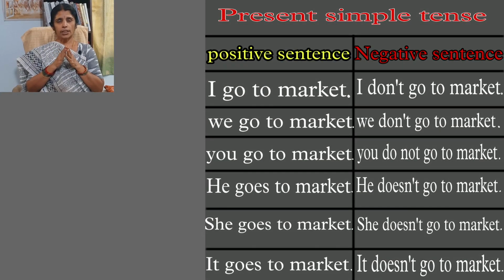Now, let us convert affirmative sentences into negative sentences in the present simple tense by using do, does. I go to market. This is a positive sentence or affirmative sentence. I don't go to market. We go to market. We don't go to market. You go to market. You don't go to market. He goes to market. He doesn't go to market. She goes to market. She doesn't go to market. It goes to market. It doesn't go to market.